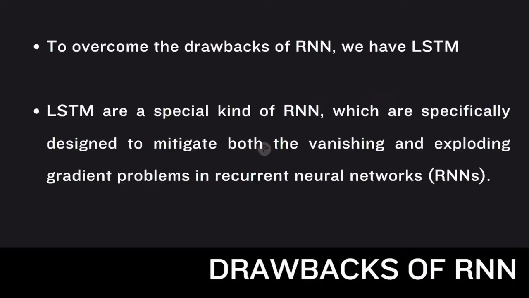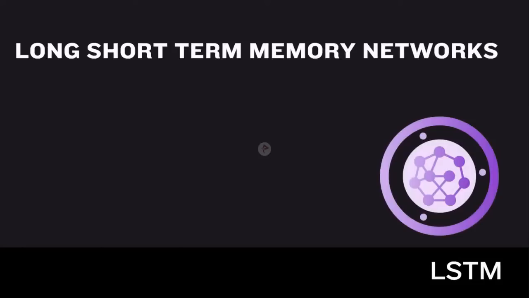So LSTMs are a special kind of RNN specifically designed to mitigate both the vanishing and exploding gradient problems in RNN. So LSTM is a type of RNN, adjusted or modified. It is designed to mitigate both the problems of RNN, like vanishing and exploding gradient. And LSTM is one of the successful base architectures. So let us discuss the long short-term memory network, also called LSTM.